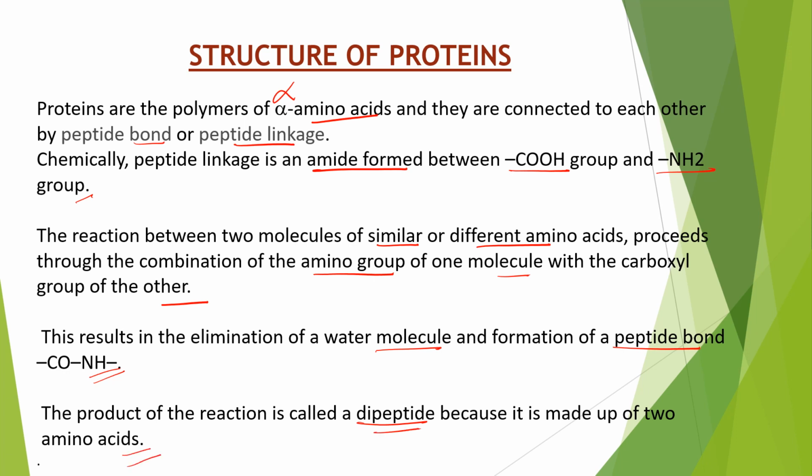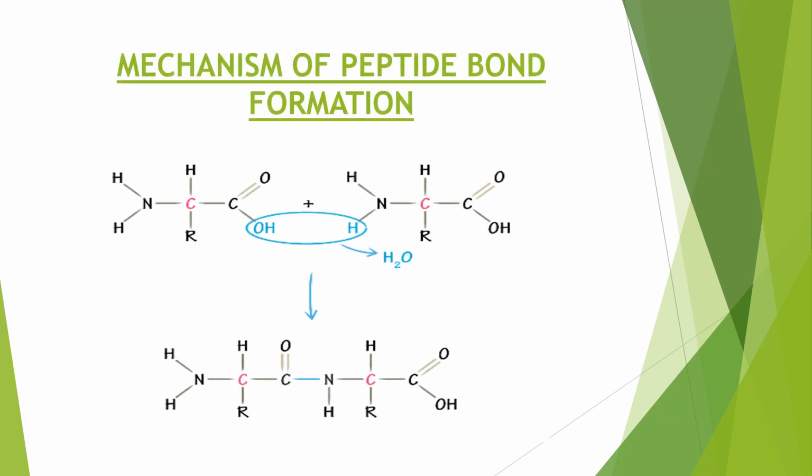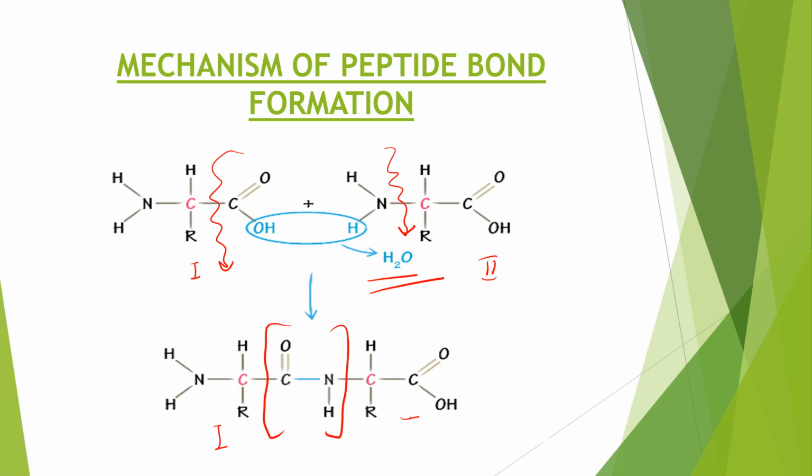Now let's see the mechanism of peptide formation. So here we have taken two amino acids. This is one, this is two. So carboxyl group of one amino acid reacts with the NH2 group of other amino acid, from where water molecule is removed, thus leading to the formation of CONH bond between the first and second structures. This is a peptide bond.